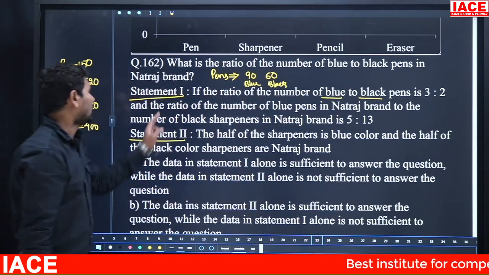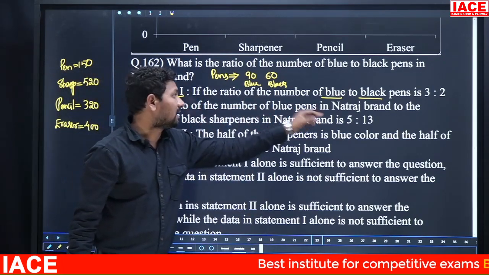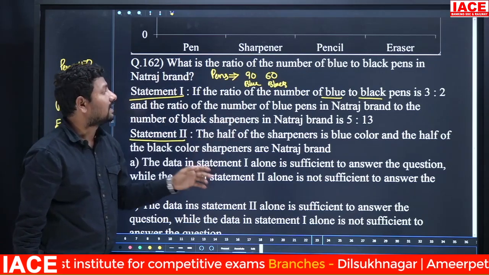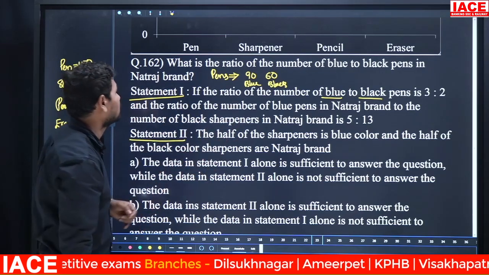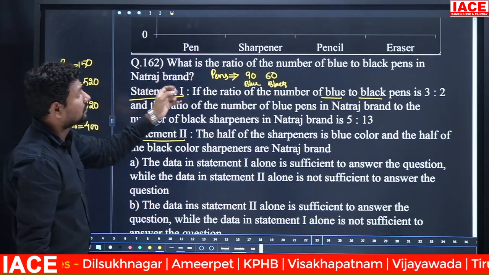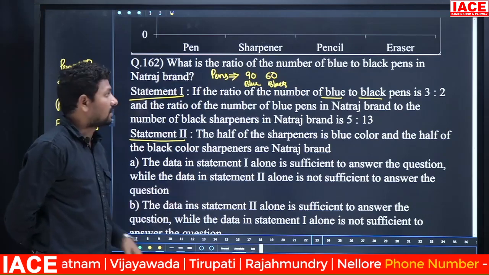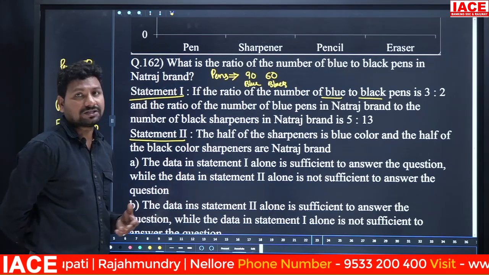The ratio of the number of blue pens in Nataraj brand to the number of black sharpeners in Nataraj brand is 5:13. Then what is the ratio of number of blue to black pens in Nataraj brand? Blue is required, black is required. But the Nataraj brand calculation is not mentioned.